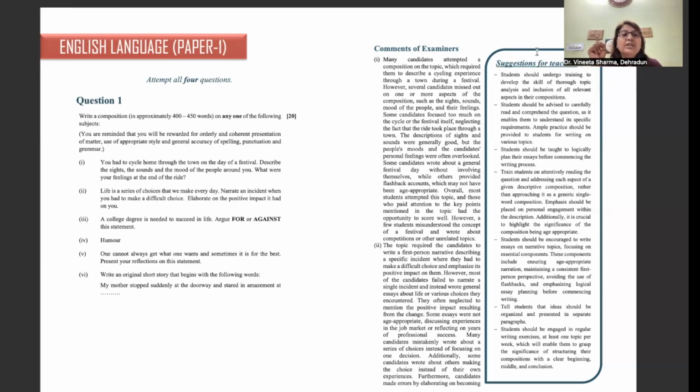Then describe the sights, what you see, the sounds, and the mood of the people around you, and what were your feelings. So in particular, they have asked 4 things. One is the sights. You know, they have asked for the description of 4 things: sights, sounds, mood of people around you, and your feeling at the end of the ride. But all this will be in vain if you do not mention the festival, because whatever you see has to be according to that festival.